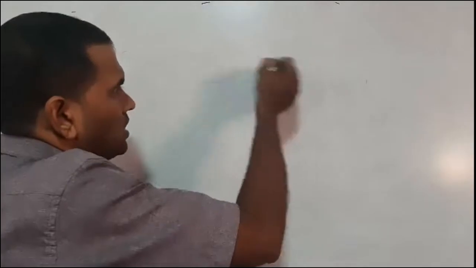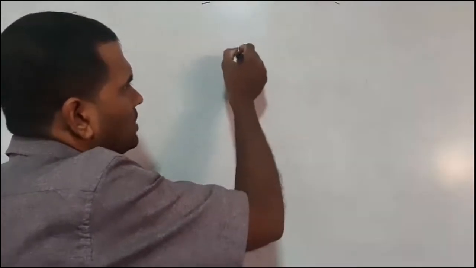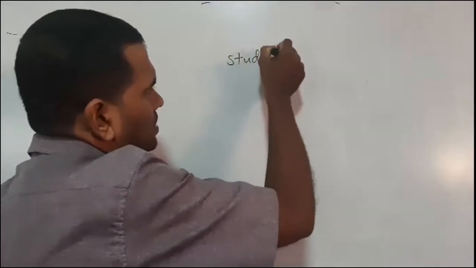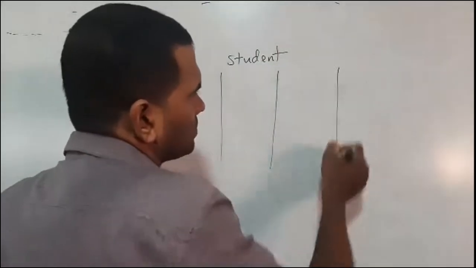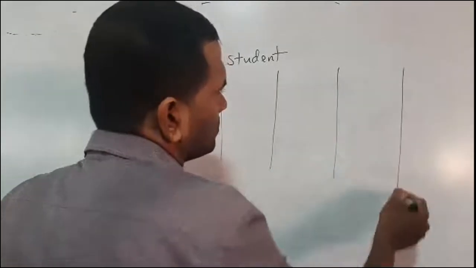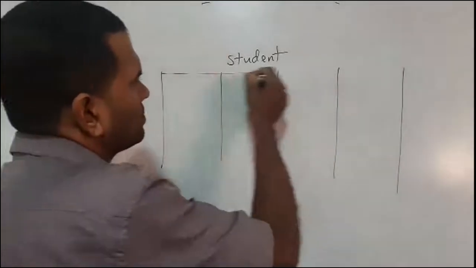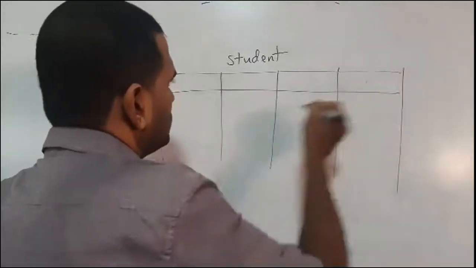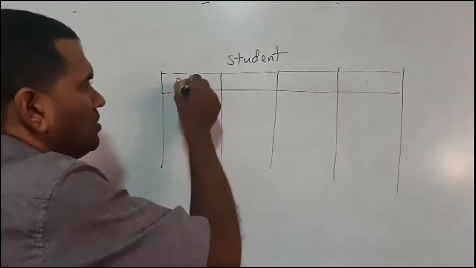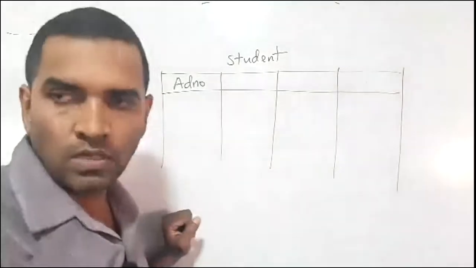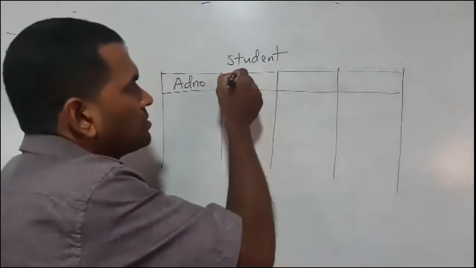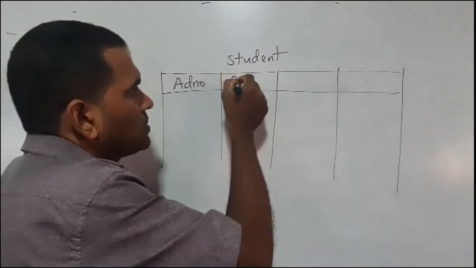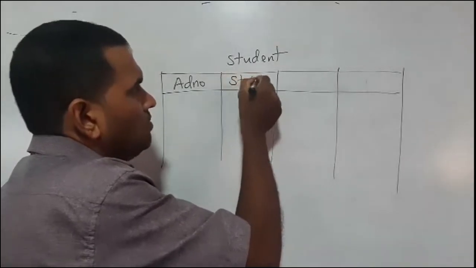Okay, look here. I will create a sample table. I want a table that looks like this. A student table. I want a student table with 4 fields. So this is admission number. That is my first field. Okay. I want admission number. That is my first field. And then student name. So let me put it like ST name, student name.